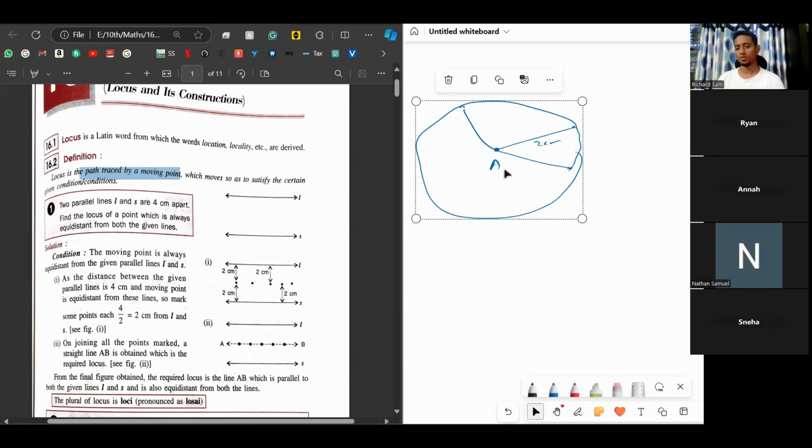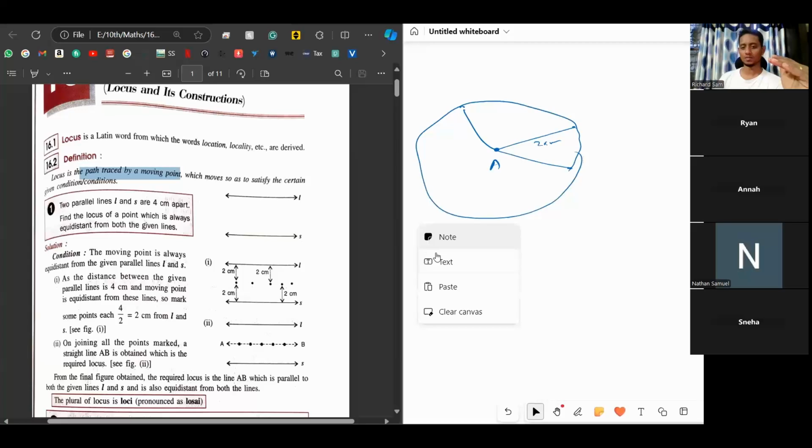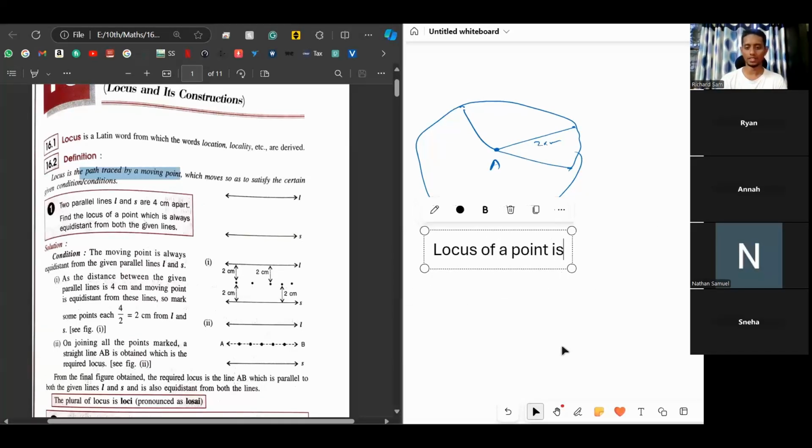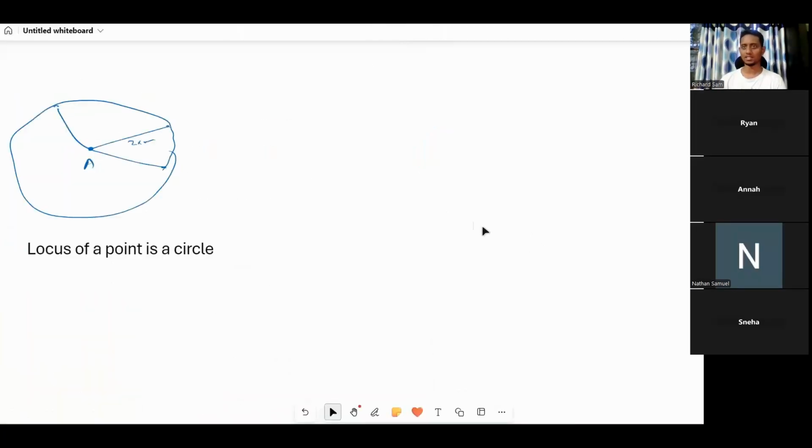Okay. So in simple language, the locus of a point will be a circle around the point. Locus of a point is a circle. Does it make sense? For a single point, when I say locus, will it always be a circle?